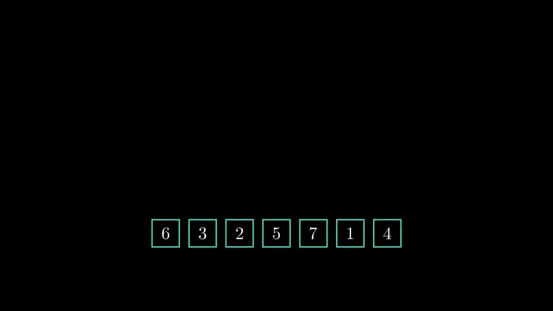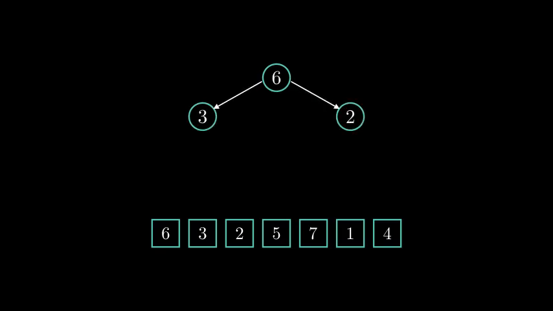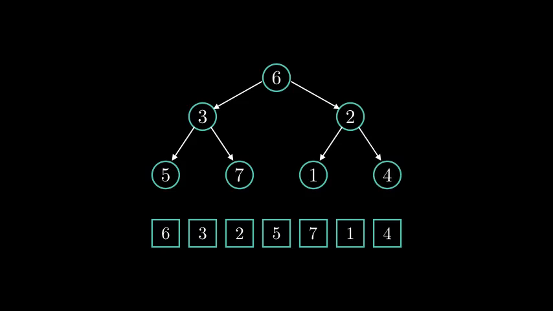Here's an example. The array to be sorted is viewed as a complete binary tree. We begin by calling heapify on the subtree rooted at the node with value 2 so that it becomes a max heap. Then we call heapify on the subtree rooted at the node with value 3 so that it also becomes a max heap. We call heapify one more time so that the entire tree is a max heap.